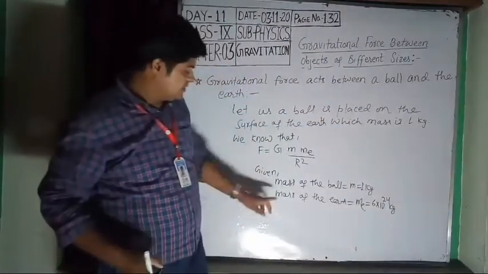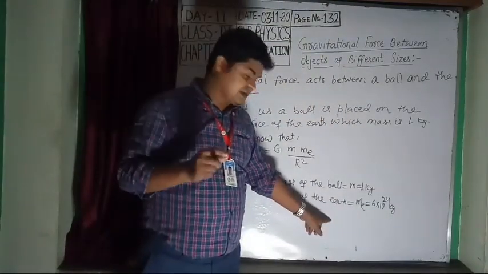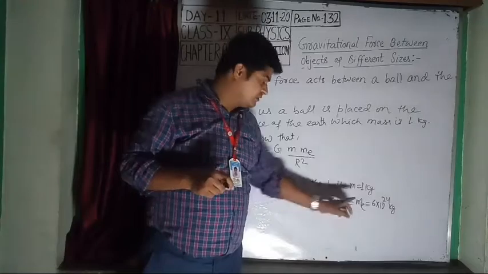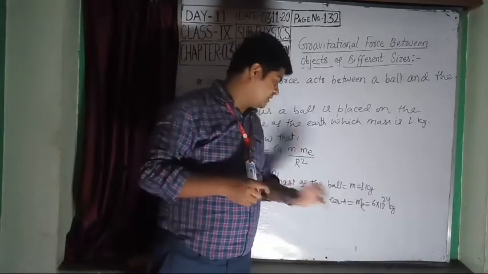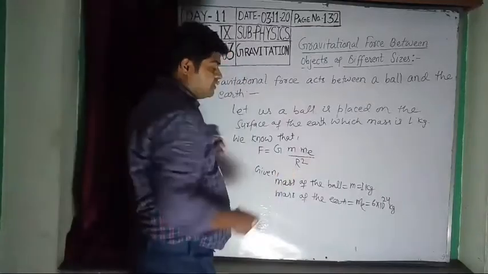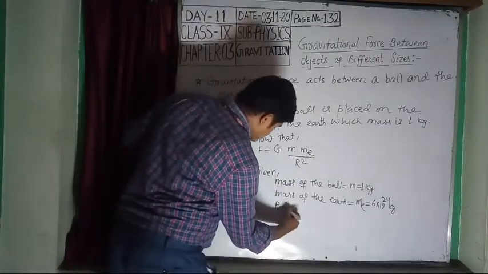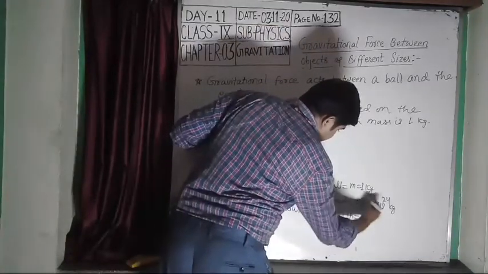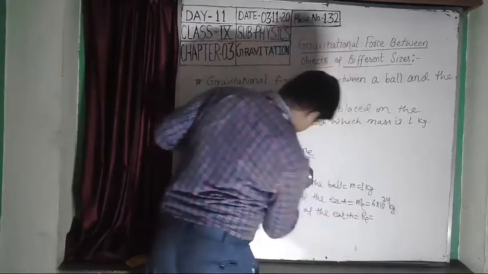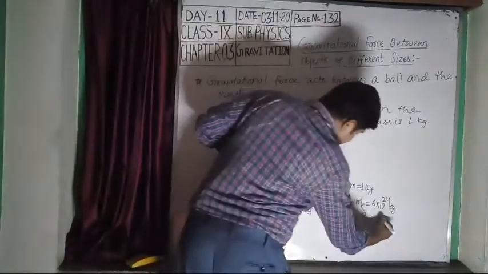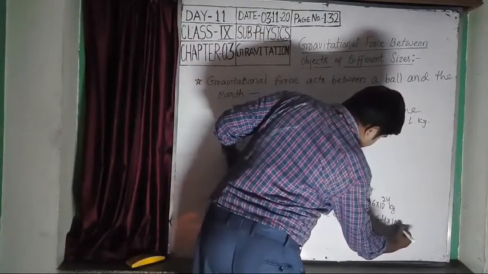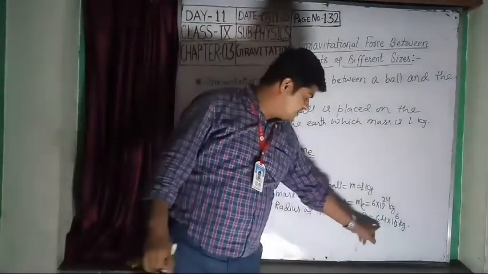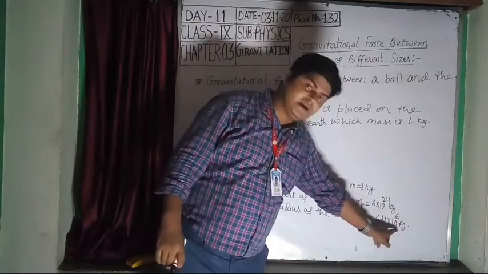You should remember the mass of the earth, because when numericals are asked in your examination, there will be no mention of the mass of the earth. So you should learn the mass of the earth and the radius of the earth. Mass of the earth is equal to 6 into 10 to the power 24 kg, and radius of the earth re is equal to 6.4 into 10 to the power 6 meter.